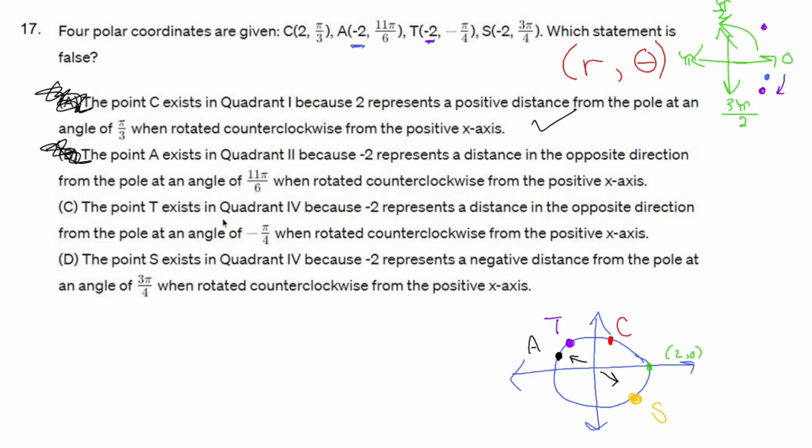The point T exists in quadrant 4 because negative 2. T is in quadrant 2. So we have our lie already. So that's the guy we want. But let's keep going because negative 2 represents a distance in the opposite direction from the pole at angle negative pi over 4 when rotated counterclockwise. So there's error number 1. There's error number 2. So that's why C is wrong, because if you're going in the negative direction, you're rotating it clockwise. Either way, we could have stopped right here. S is in quadrant 4 because negative 2 represents a negative distance from the pole at the angle 3 pi over 4 counterclockwise. So a true statement. C is definitely the lie. So C is the one that we're going to circle.